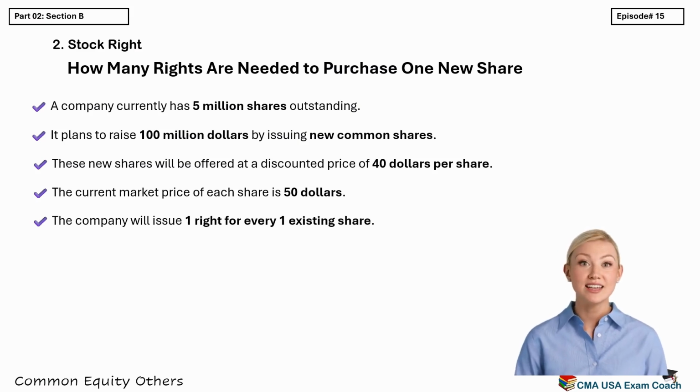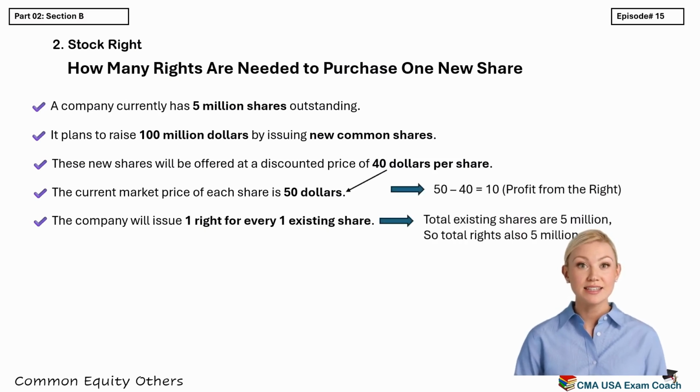Here's an important detail. For every share currently owned, the shareholder will receive one right. This is commonly referred to as a one-for-one rights issue. So the question becomes, how many rights would a shareholder need to buy just one of these new discounted shares? Let's calculate that step by step.